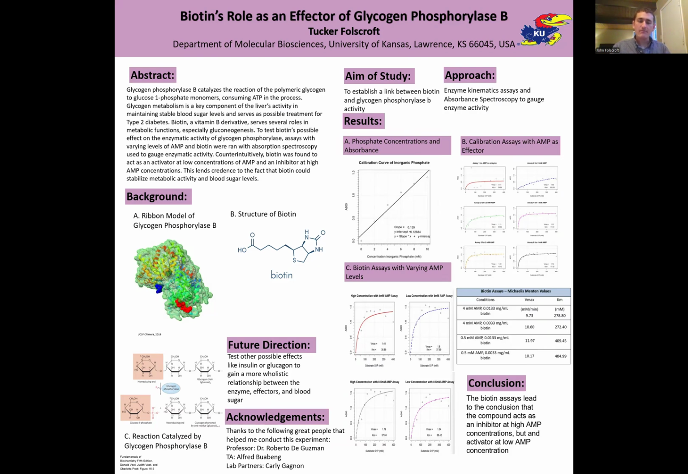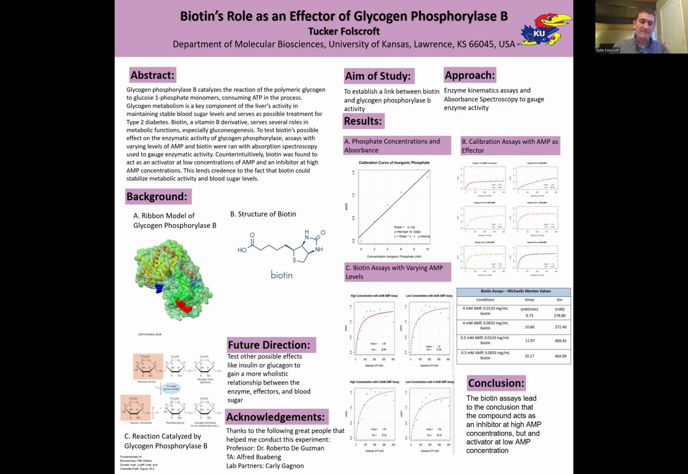So biotin's going to be a B12 derivative, and it's going to be a water insoluble compound. Glycogen phosphorylase B is going to be the enzyme that catalyzes the reaction we see in figure C, which is the breakdown of glycogen to produce individual residues of glucose 6 phosphate.